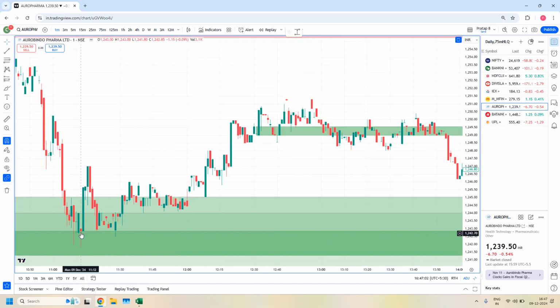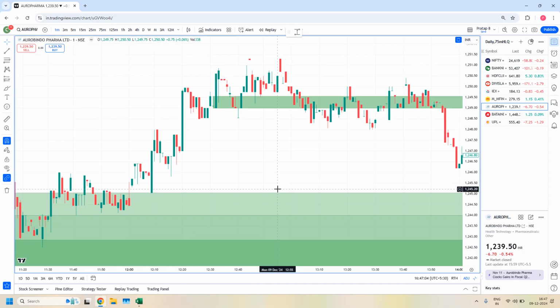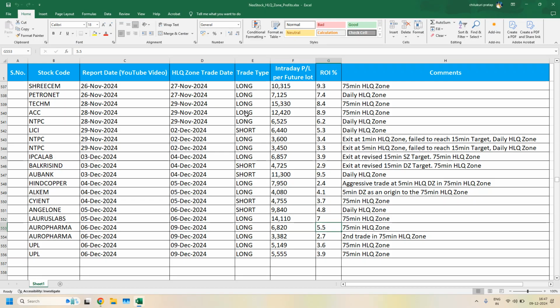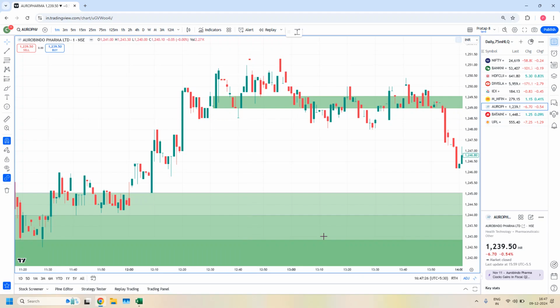When you got the trade at 11:12 and 12:40, nearly after 1.5 hours, this 1 minute zone is violated, and here you will exit the trade, and that way it gave you the profit, 3,382 rupees, which is a 2.7% ROI as per one futures margin cost.